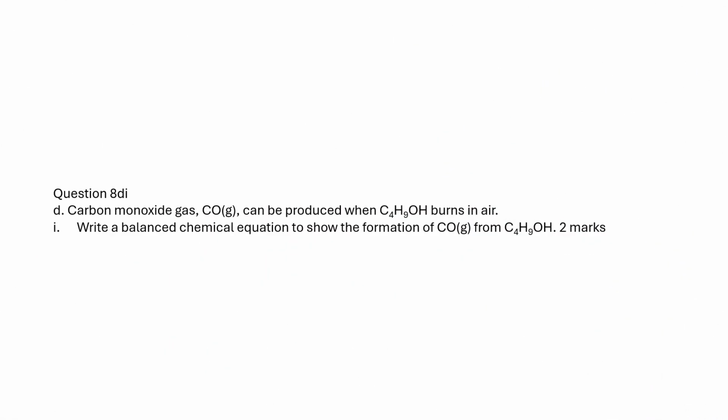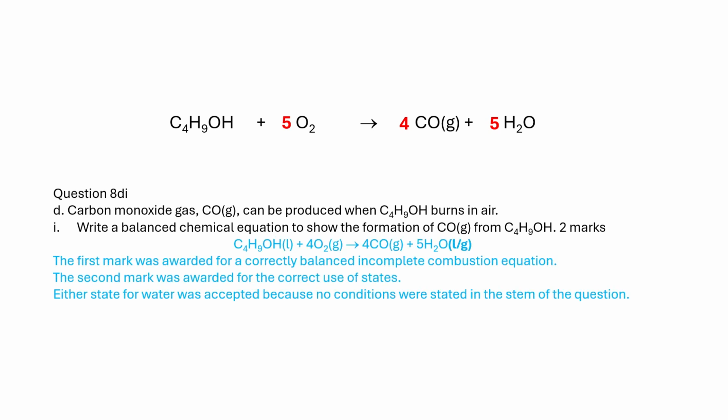The combustion of butan-1-ol in air can result in the formation of carbon monoxide gas. The correct procedure for balancing a chemical equation involves addressing carbon first, then hydrogen, and finally oxygen. As no specific reaction conditions are provided, water may be represented as either a liquid or a gas.